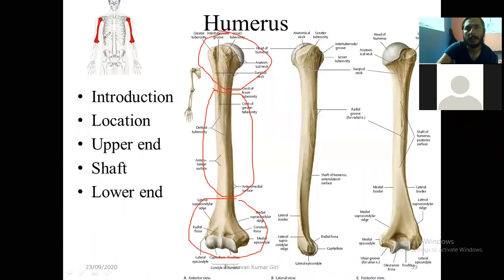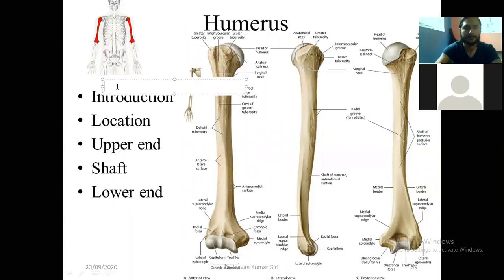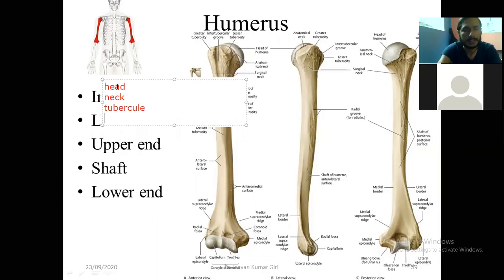Let's go for the upper end first. Now see here, in the upper end you will see various features. You will see the head, the neck, the tubercle, and the groove. Okay, these features you will see. Now what are these features we have to see now?